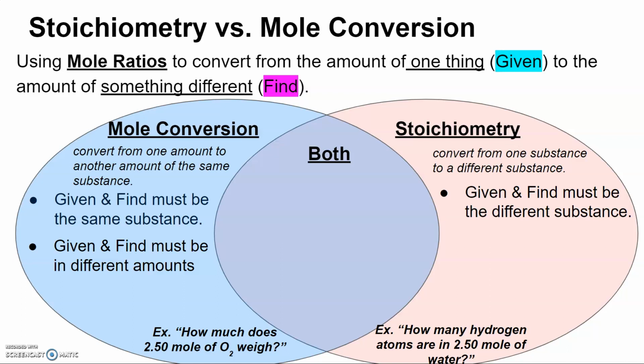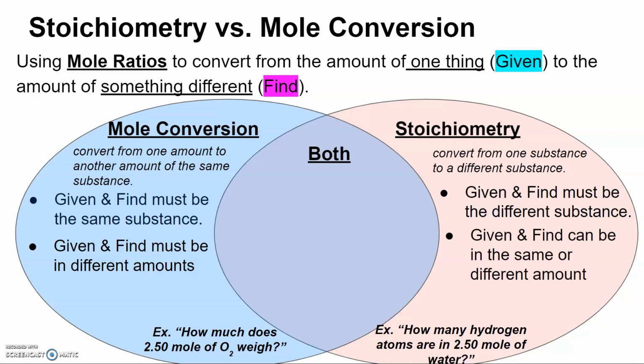In a mole conversion problem, the given and find must be in different amounts. So you would have to be given one amount in mass and your other amount in moles, or it could be mass and volume, for example. But in stoichiometry, it doesn't matter what the amounts are in. They can be in the same amounts, like your given and find can both be in moles, or they can be in different amounts, like one in moles, one in mass.